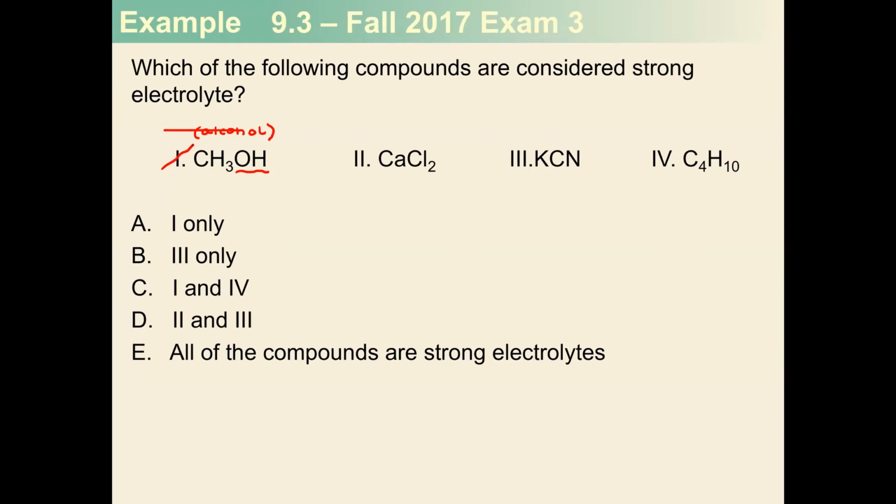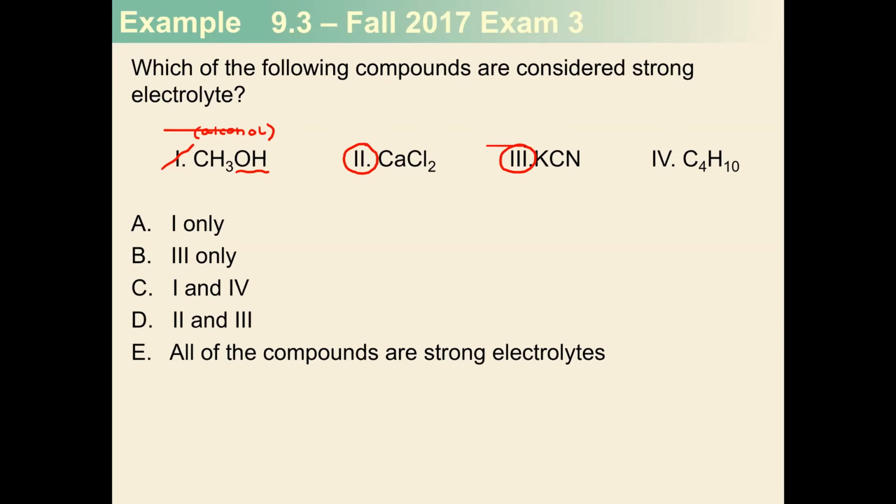If we look at answer possibility number two, this is calcium chloride. This is an ionic compound, and as you're about to see with our solubility rules, it will completely dissociate, so it will be considered a strong electrolyte. As we go to answer possibility number three, this is potassium cyanide. This is also an ionic compound, and it is going to fully dissociate. So right now we have answers 2 and 3 being possibilities.